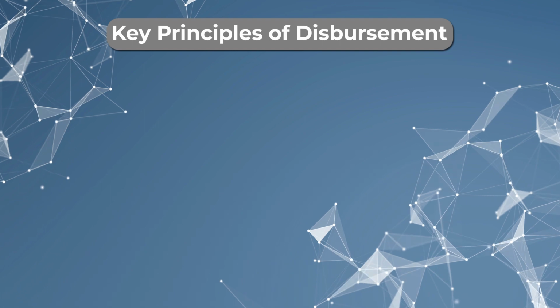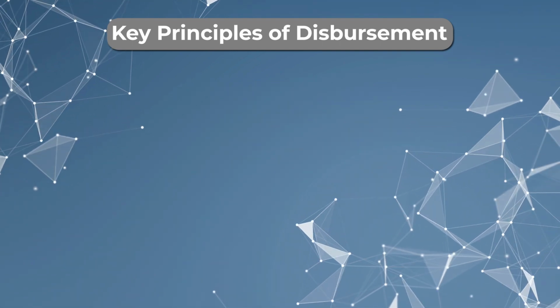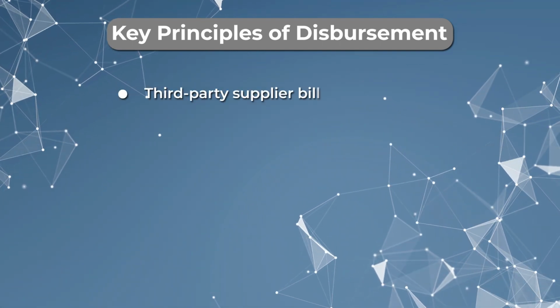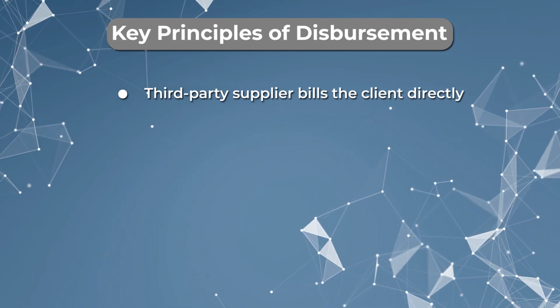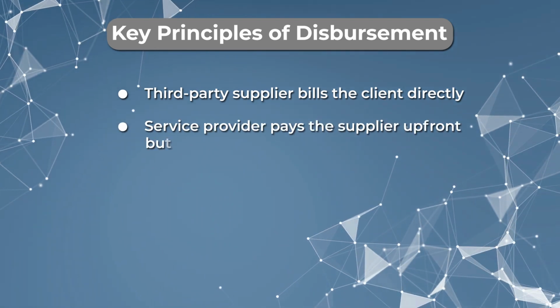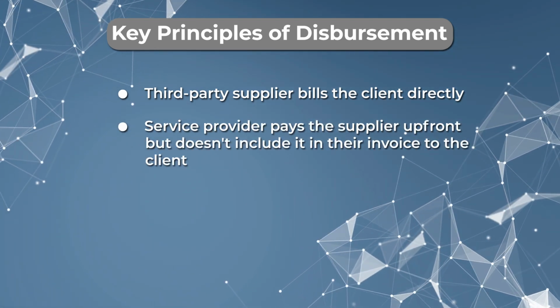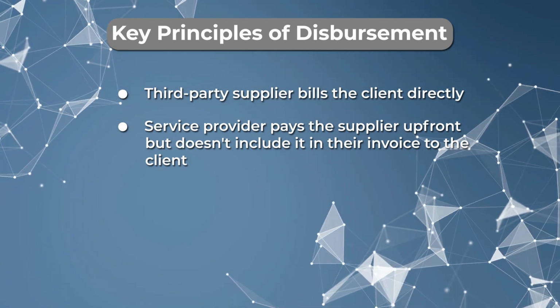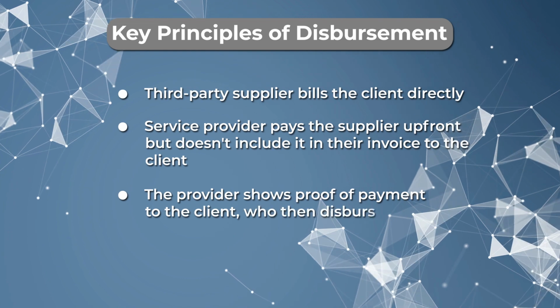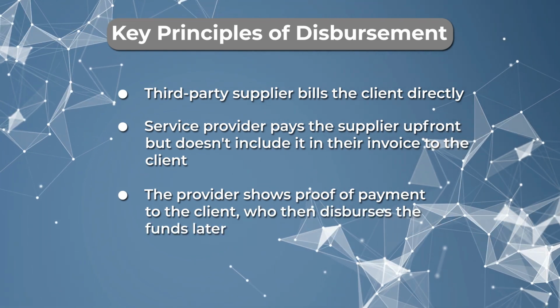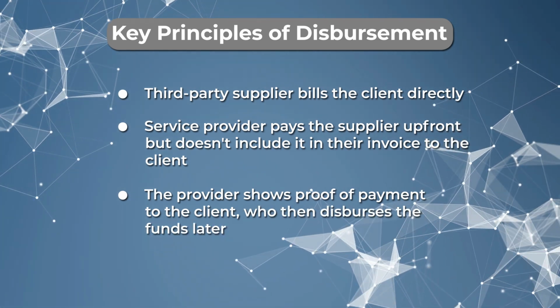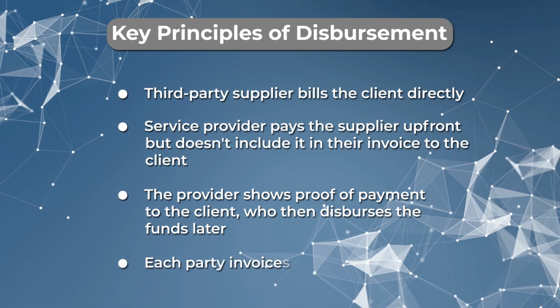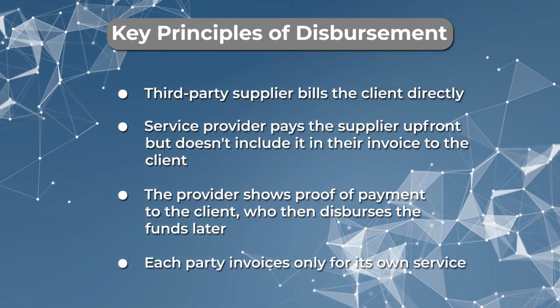Key principles of e-invoicing for disbursement. The third-party supplier invoices the client directly. The service provider pays the third-party supplier first but does not include this cost in their e-invoice to the client. Instead, the service provider presents proof of payment to the client, for the funds to be disbursed by the client later, as every party invoices for its own service only.